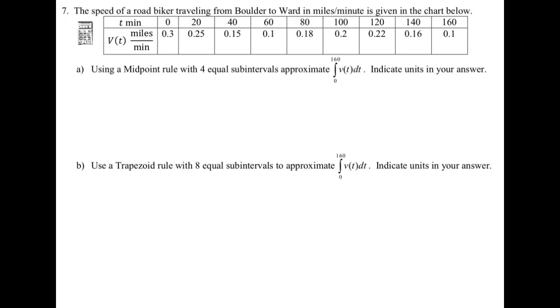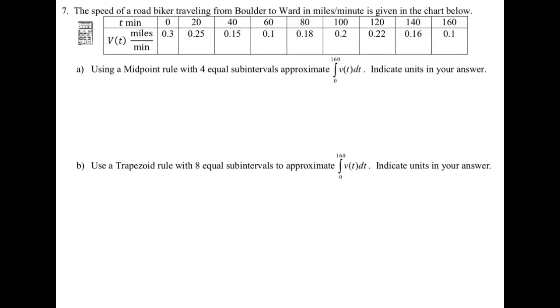Alright, problem 7. The speed of a road biker traveling from Boulder to Ward in miles per minute is given in the chart below. We want to use a midpoint rule with 4 equal sub-intervals to approximate the integral from 0 to 160 of v of t dt, and indicate units in our answer.